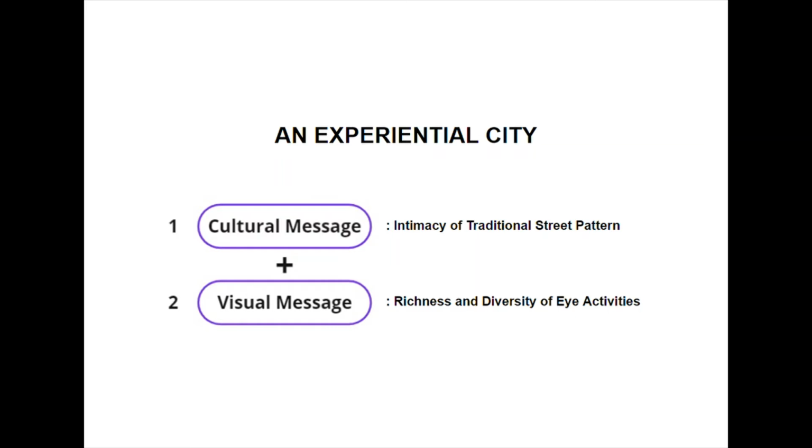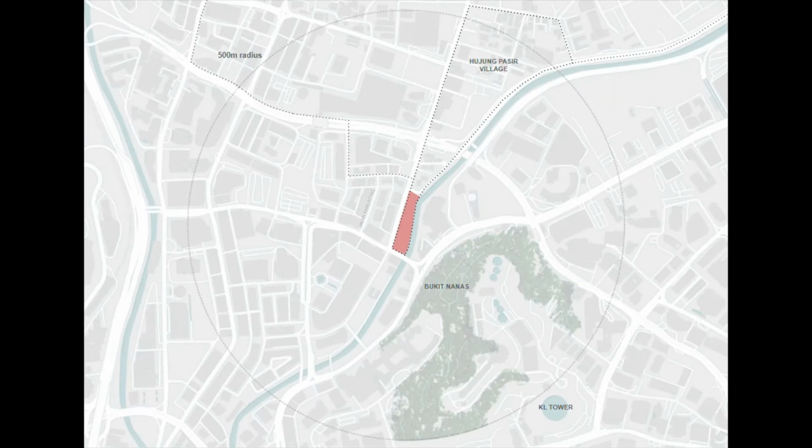So, all in all, an experiential city is intended to be the theme of our urban intervention, a city that addresses the urban opportunity of intimacy in the traditional street pattern of Kampong Baru and also the visual message of richness and diversity to the eye of the user through different vantage points of viewing, allowing users to slow down and to experience across the street.